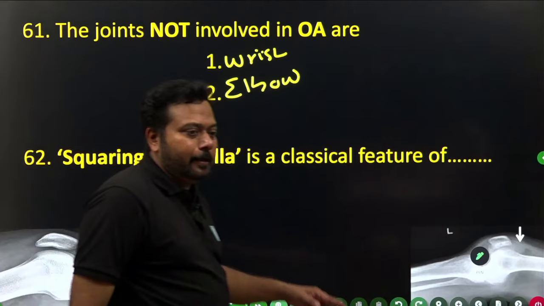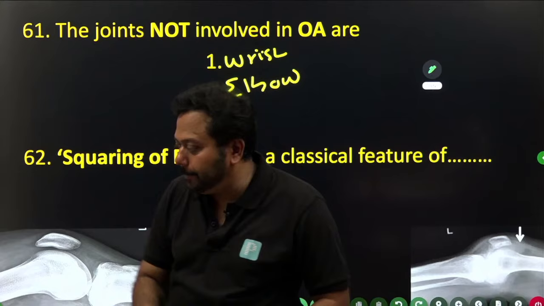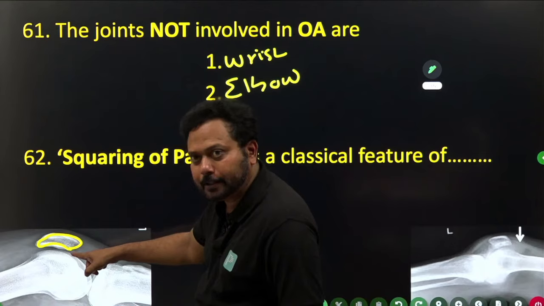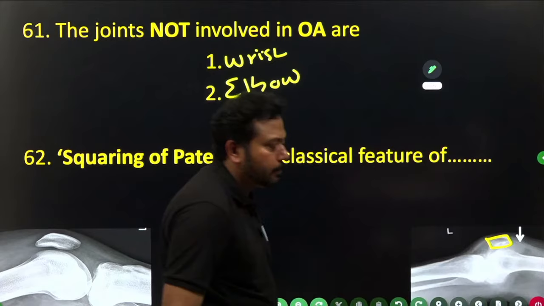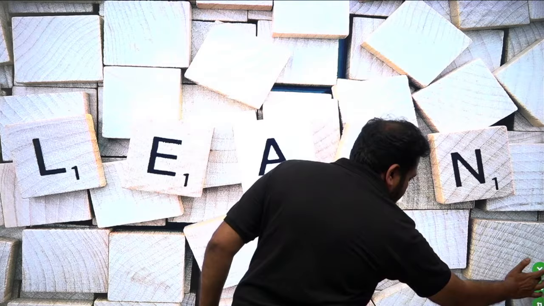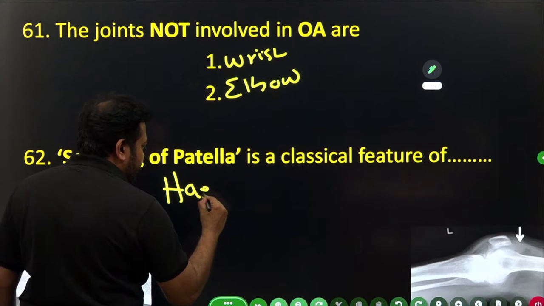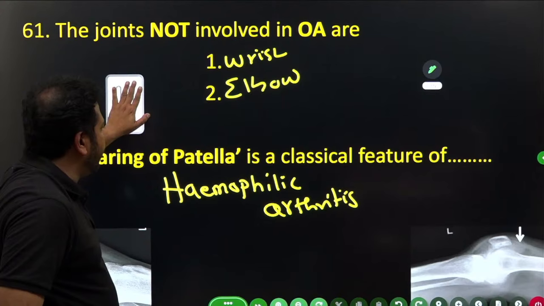Squaring of patella is the classical feature of what? That's why I had given you two images. This is a normal patella. You just concentrate on the patella. It is somewhat pear shaped. See the shape. Here, the patella is squared, classical squaring of patella. What is the only diagnosis? Hemophilic arthritis. Squaring of patella is seen in hemophilic arthritis.